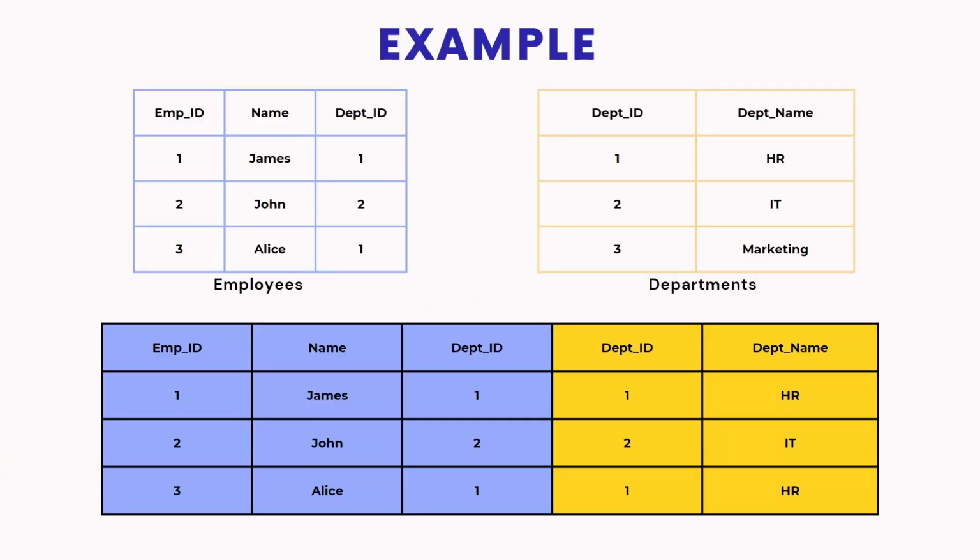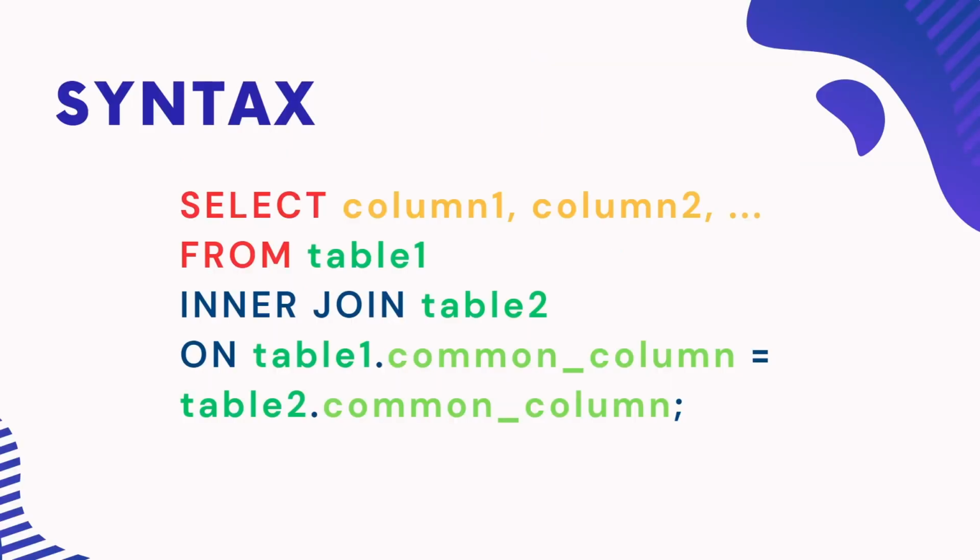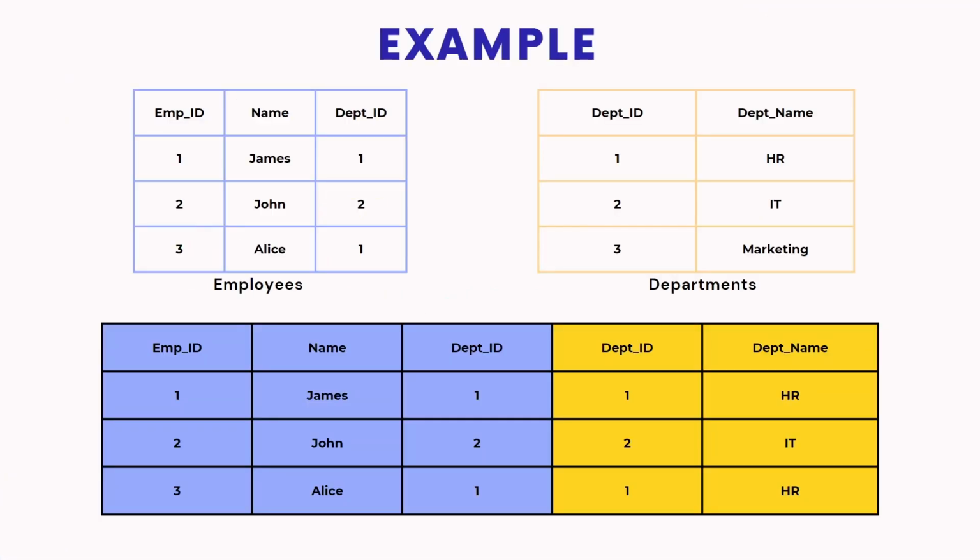In the previous video, we came across this example where we had two tables, employees and departments. The employees table has employee ID, name, department ID, and the departments table has department ID and department name. In the previous syntax which we saw, the common column here will be department ID. So let's try to perform an inner join on these two tables.